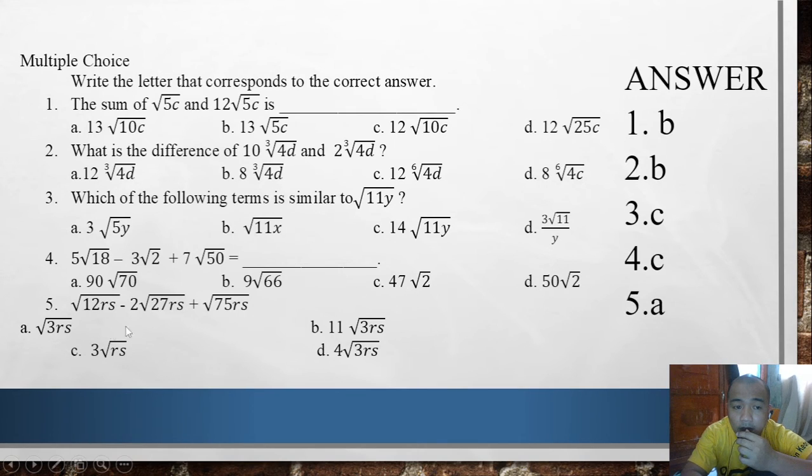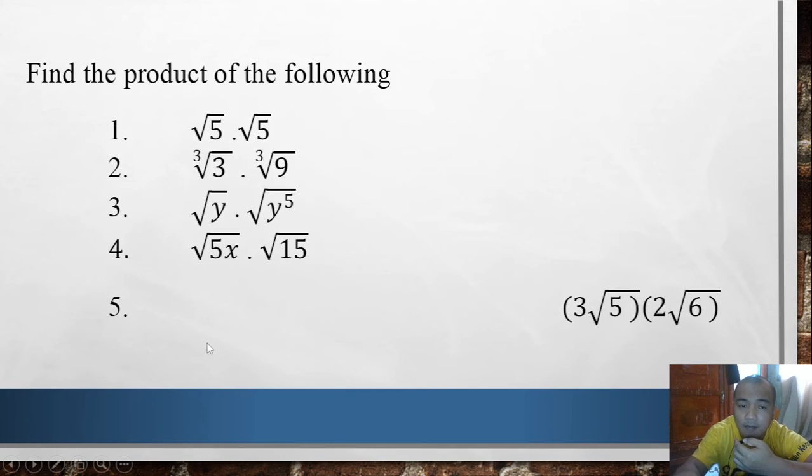And about number 5? A. The answer is A, because this is 4, yes, 2 cube root of RS minus 6. 2 minus 6 is negative 4. Negative 4 plus 5, that's negative 4 plus 5 is 1. So, that's square root of 3RS. A. Next, find the product of the following.